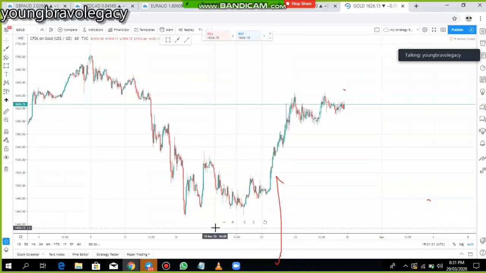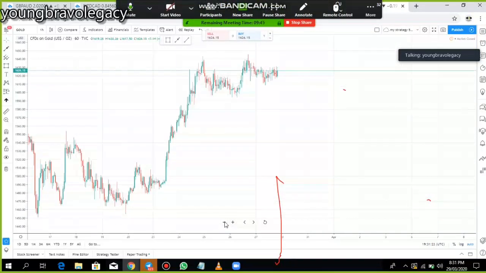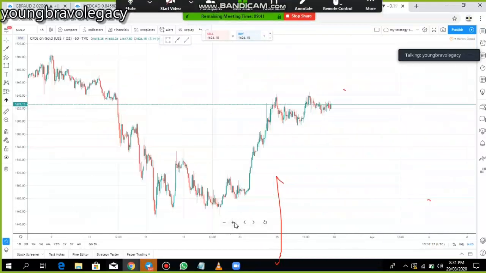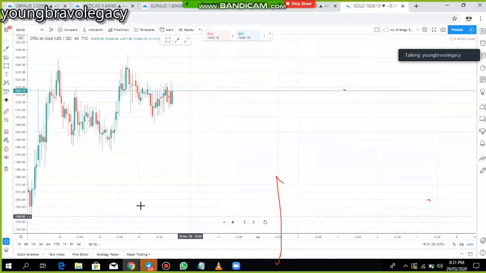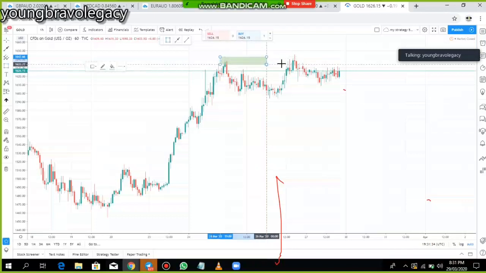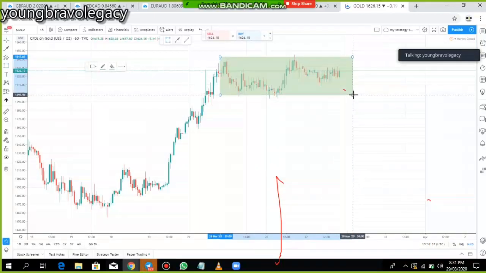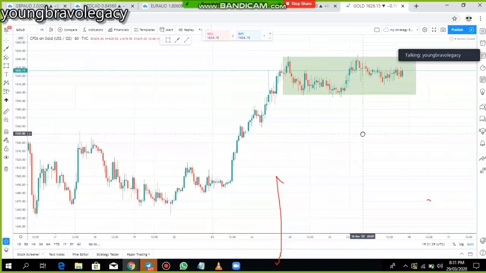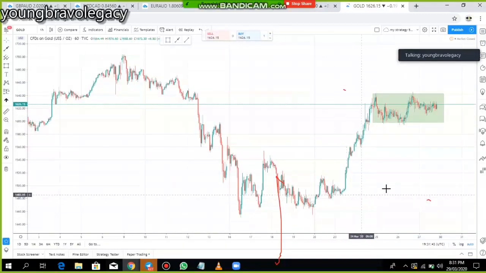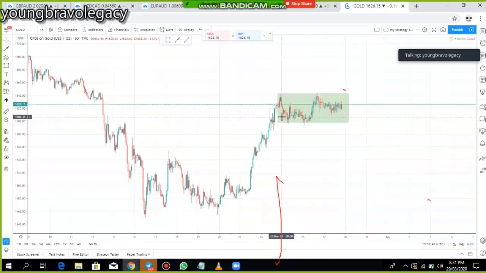Now, everybody used to say gold is a safe haven, so gold is always bullish. But from what I can see here, throughout last week, gold didn't really make any move. Gold was just creating issues in the market. Now, there's a chart pattern called a bullish flag. So probably gold is trying to create a bullish flag, but you cannot assume in the market.